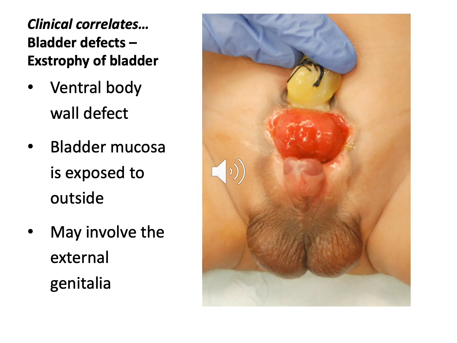This is one of the important clinical parts of the development of the bladder. This condition is known as exstrophy of the bladder. This is a ventral body wall defect, and the bladder mucosa is exposed to the outside. Sometimes the external genitalia can also be involved.